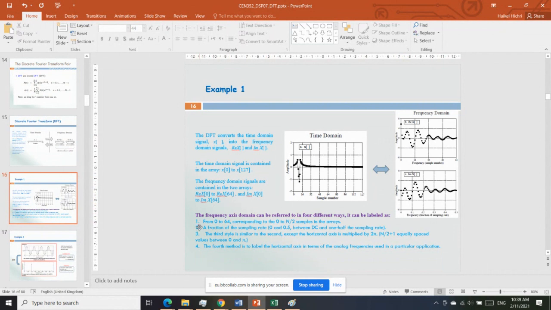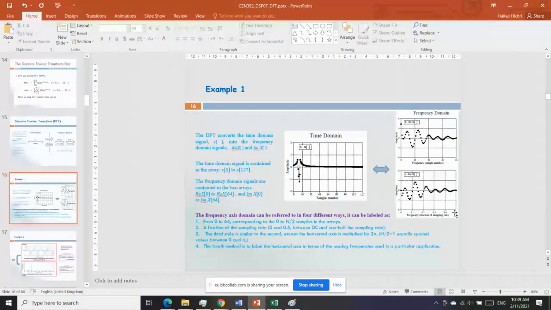Now, the frequency axis can be referred to in four ways. It can be labeled from 0 to 64, corresponding to the samples in the array. It could be a fraction of the sampling rate, 0 to 0.5, between DC and one half of the sampling rate.